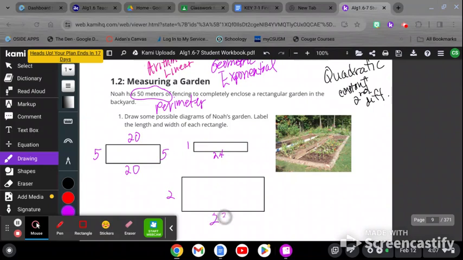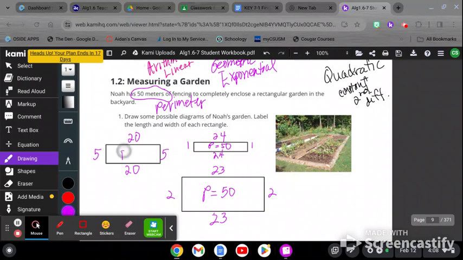You got it. If it's 2, then this would be 2 by 23 to make the 25. So 2 plus 2 is 4. 23 plus 23 is 46. 46 plus 4. All of these give us our perimeter of 50.